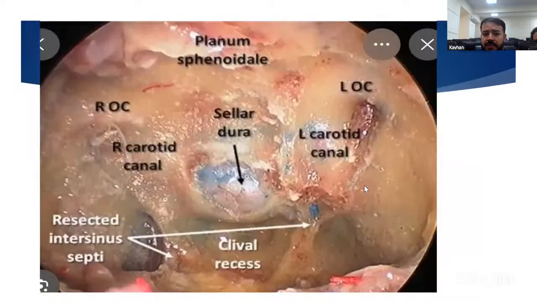Again, this is the same picture with some name marking. Planum sphenoidale on the top. There is a sellar dura, which is marked on the lower level, and below that level is a clival recess, which is a protuberance, and the right side carotid canal and left side, and the right optic carotid recess and left optic carotid recess.